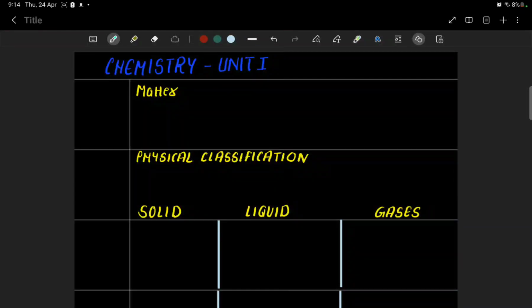This is part 2 of chemistry. We're studying unit 1 of class 11th.